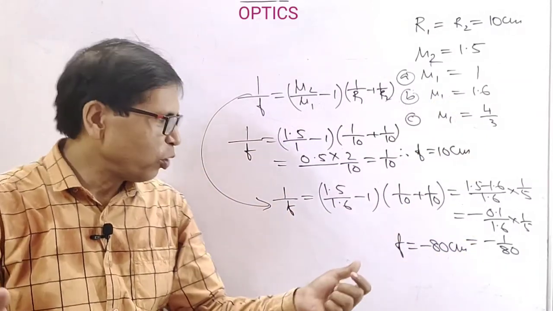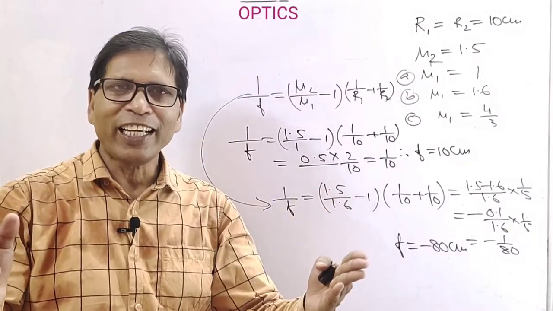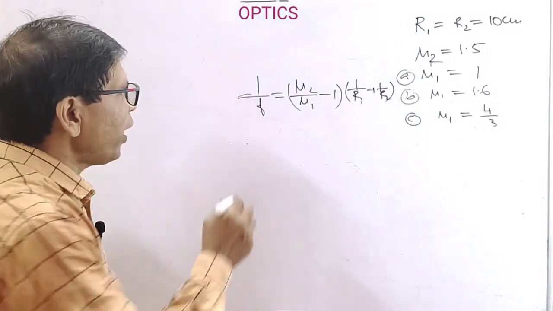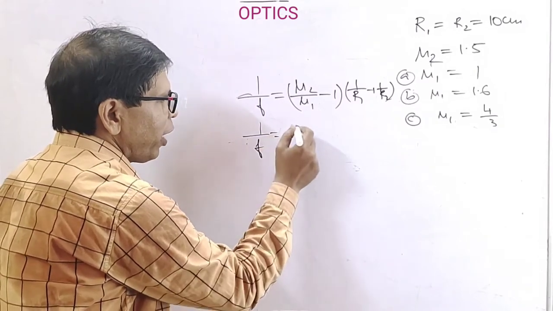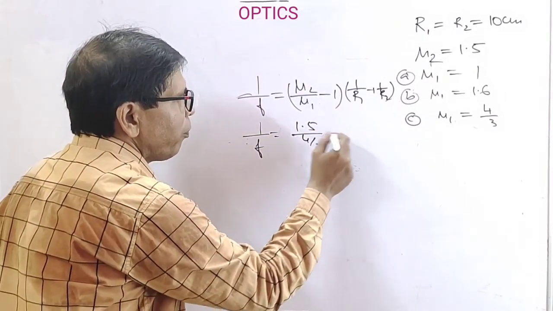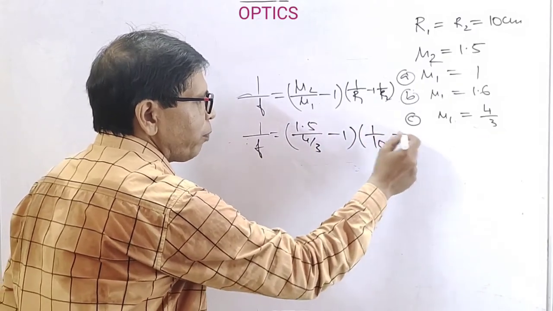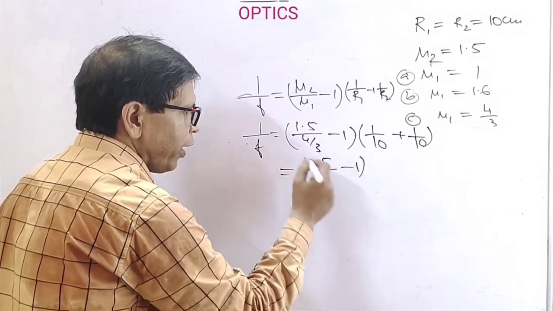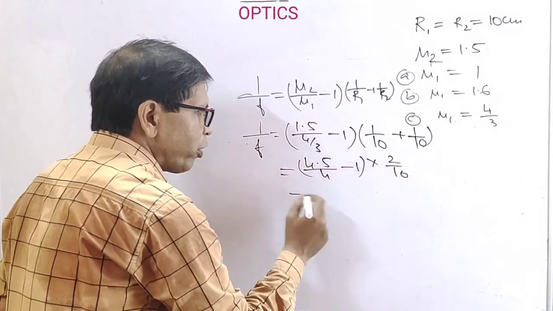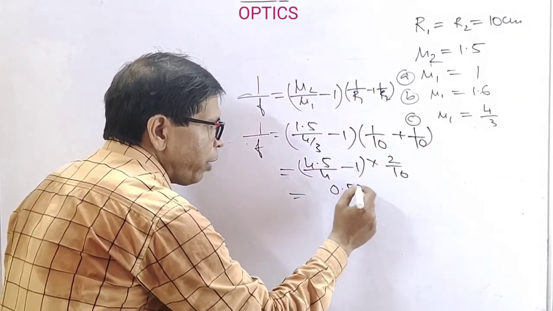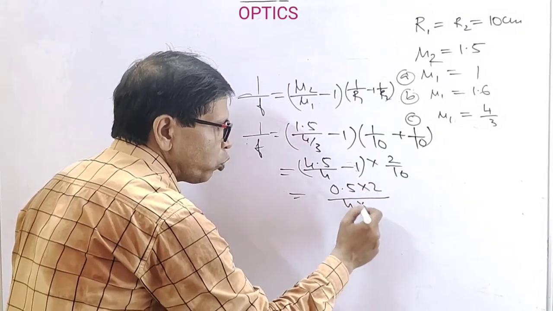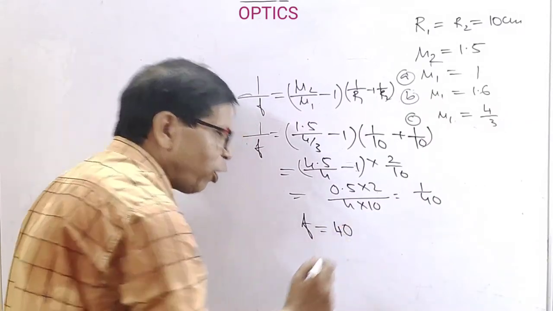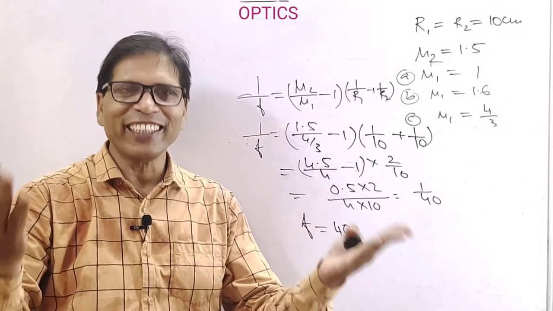So in this medium the convex lens behaves as a diverging lens. Now in case of water, look at this, here 1 by f equals (1.5 by 4 by 3 minus 1) into (1 by 10 plus 1 by 10). So this is (4.5 by 4 minus 1) into 2 by 10. Now this is 0.5 into 2 divided by 4 into 10, so this is 1 by 40. So the focal length of the lens in the water medium is equal to 40 centimeter.